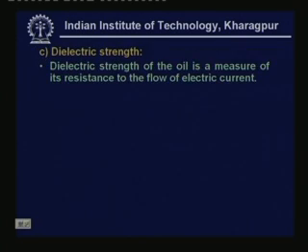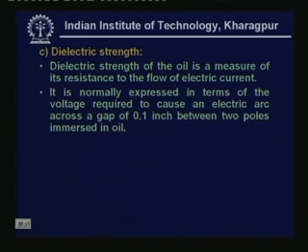Now let us look at dielectric strength. As you know, dielectric strength of the oil is a measure of the resistance to the flow of electric current. And in refrigerant compressors, it is normally expressed in terms of the voltage required to cause an electric arc across a gap of 0.1 inch between two poles immersed in oil. So this is how it is measured in case of refrigerant compressors. That means you maintain a gap of 0.1 inch between two poles and you immerse these poles in the oil and then measure the dielectric strength.